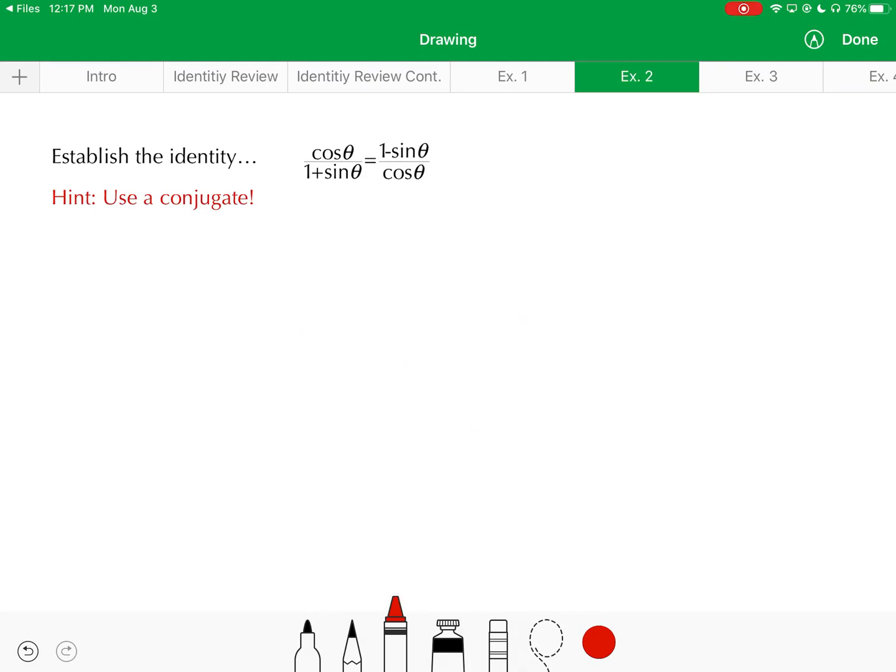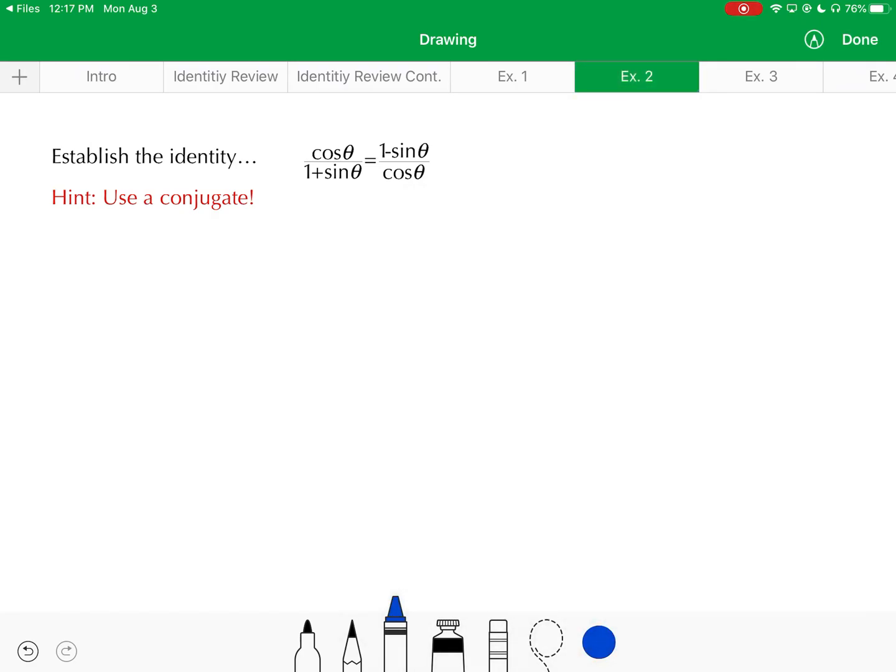Okay, next example. Cosine of theta divided by 1 plus sine of theta is equal to 1 minus sine of theta over cosine of theta. Okay. I wouldn't say either side's more complex than the other, so I'm just going to start with the left side, and notice I'm giving us a little bit of a hint here. We're going to use a conjugate on this.